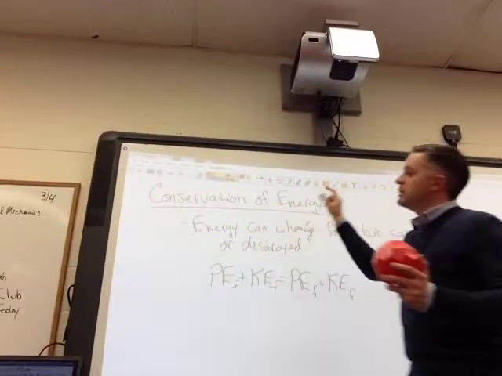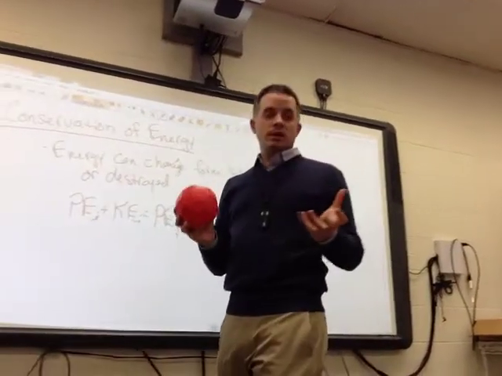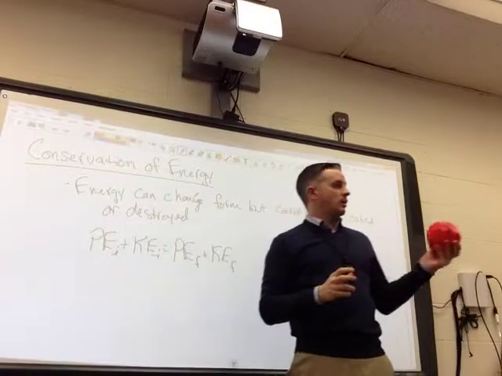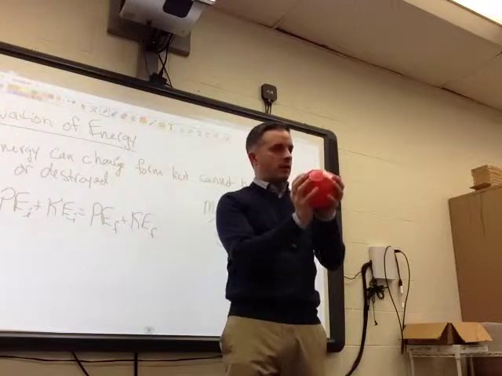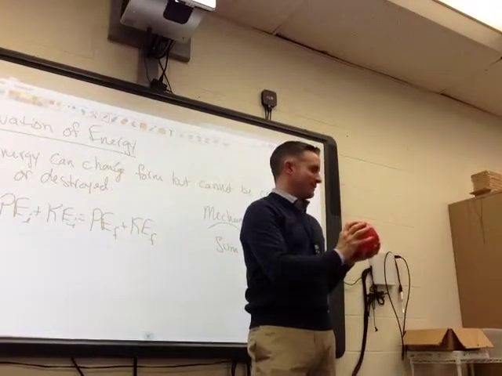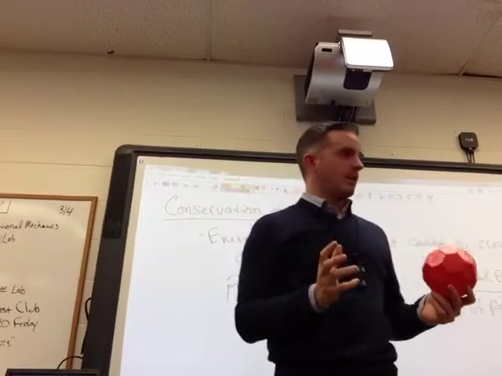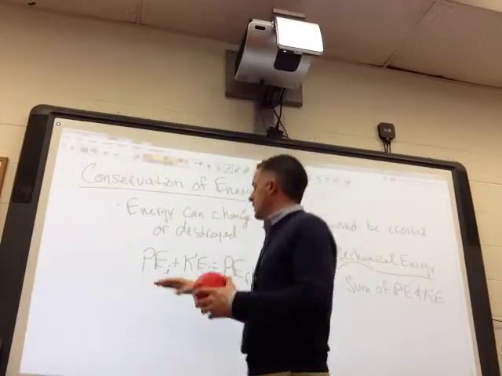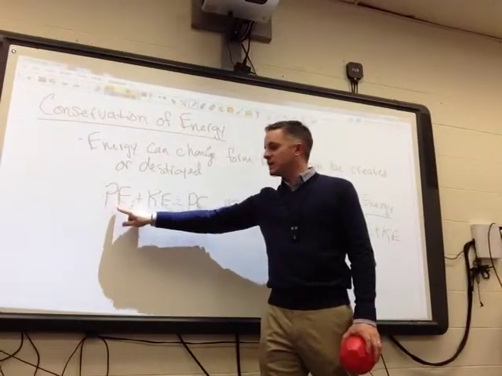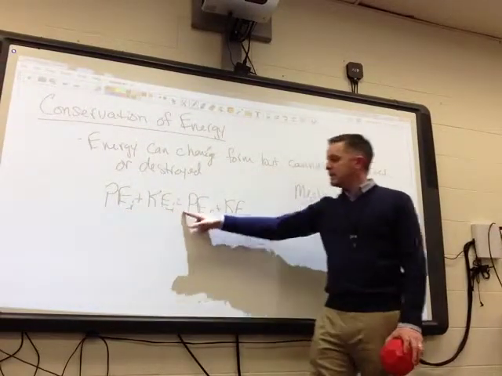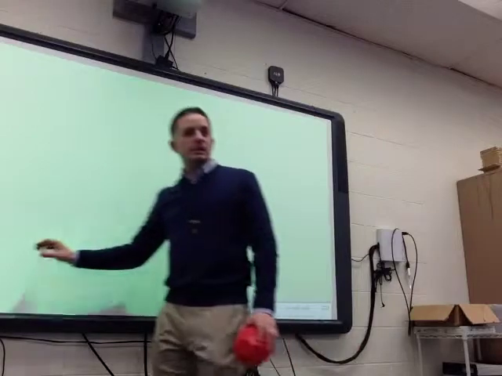The law of conservation of energy says that I can't create it, I can't just make new energy out of nowhere, and I can't destroy it. But I can change what form it's in. Whatever I have to start with has to be whatever I end with in terms of total energy. So what the equation says for conservation of energy is that the sum of my potential and kinetic that I start with has to equal the sum of my potential and kinetic that I end with. Does that make sense?